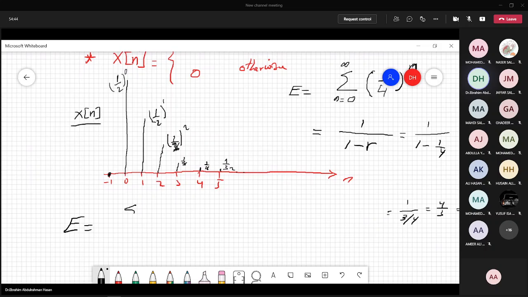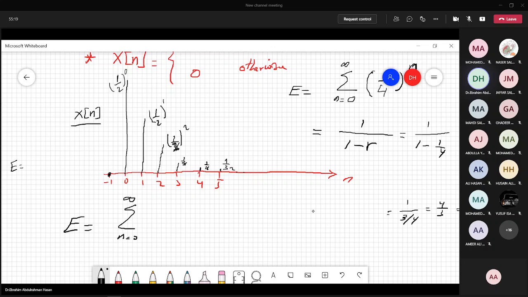The energy equals the summation of x of n square from minus infinity to plus infinity. But from minus infinity to zero, everything is zero. Before zero everything is zero, so it is from n equal to 0 to infinity, because all of them have values 5, 6, 7, so they are not equal to 0.